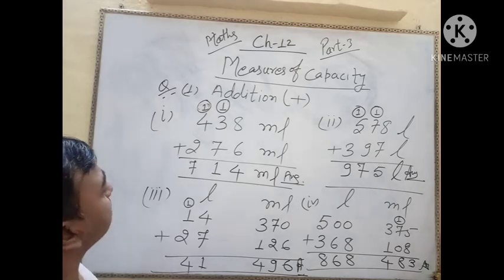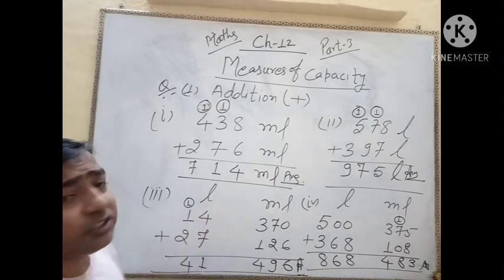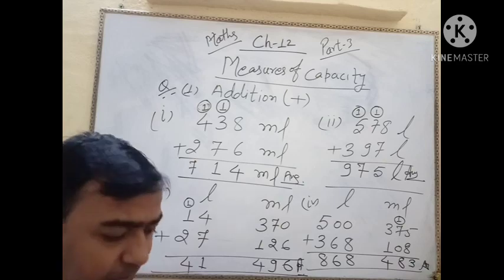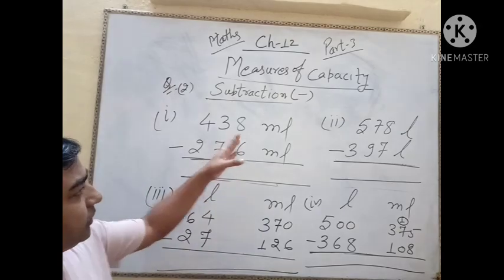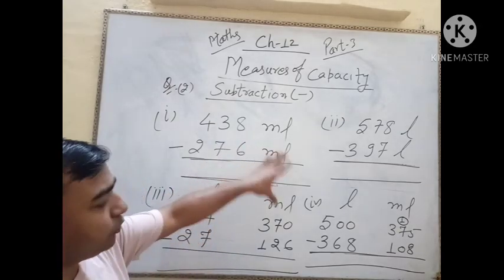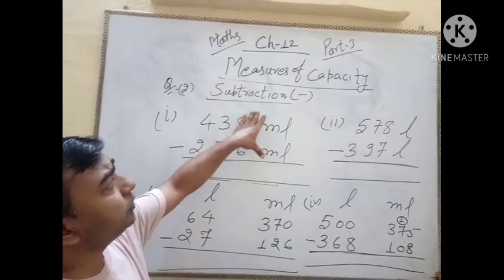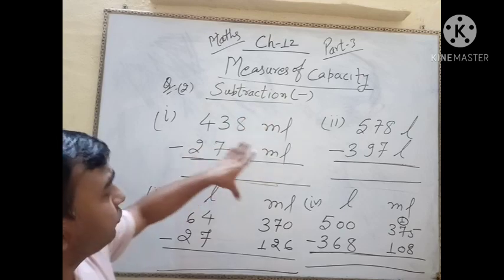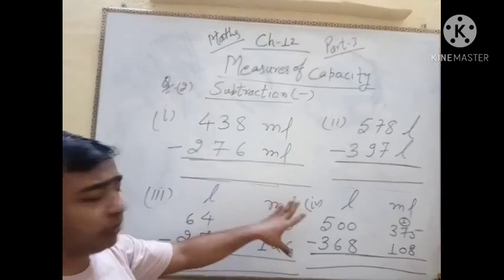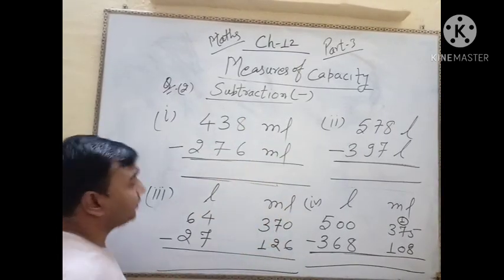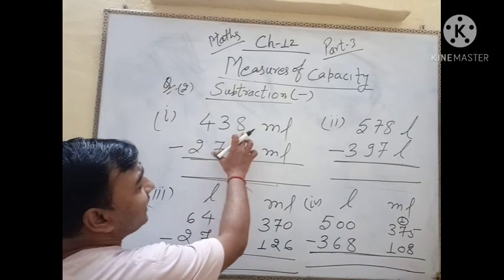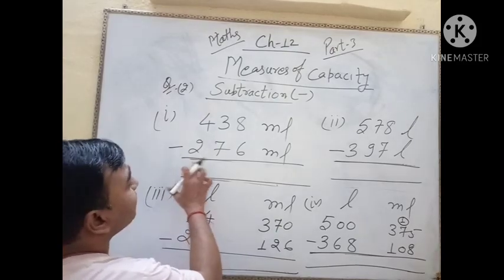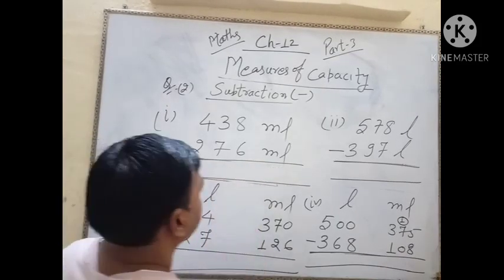Now next, question number 2 is subtraction. We will do subtraction. After addition, you can see that I have written 4 questions for subtraction. So first we will subtract this question to find out the result. First question is 438 milliliter minus 276 milliliter.